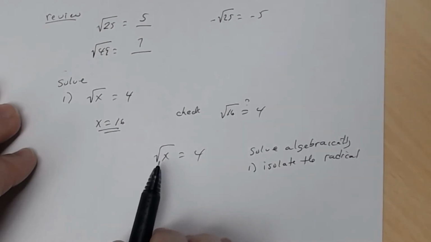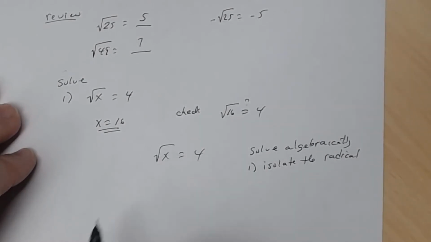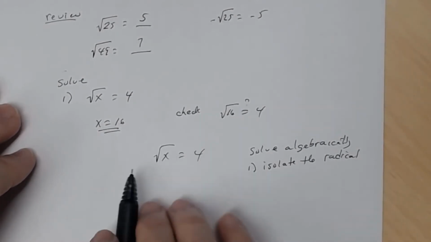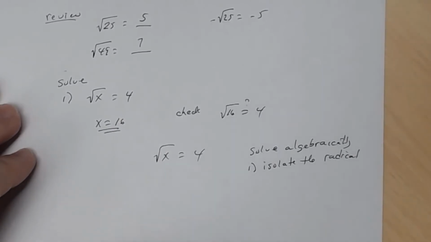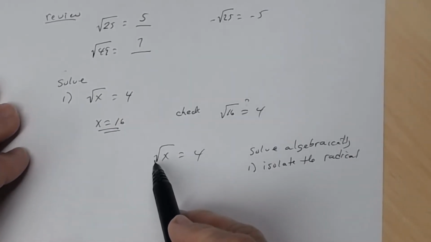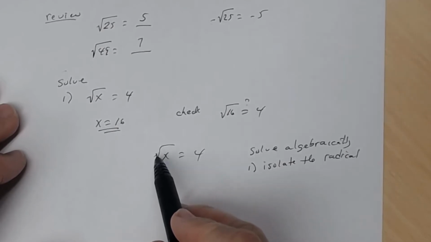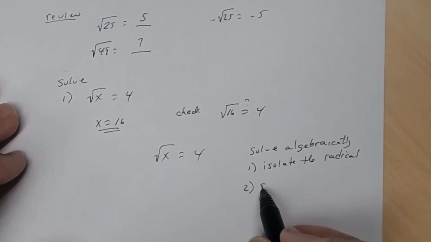In this case, it already is. The square root expression is already by itself. So you brought everything else to the other side. Now, look at what you're doing. I'm trying to get x by itself. Right now, I'm taking the square root of x. The opposite of taking the square root of x is to square both sides. So step 2 is to square both sides.